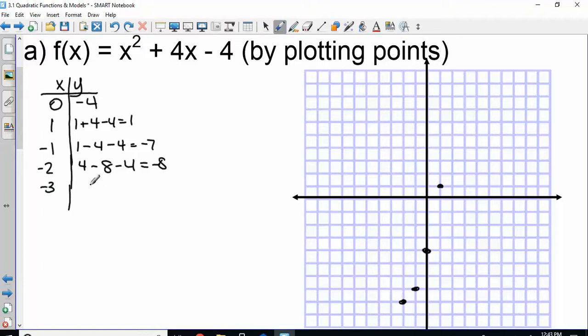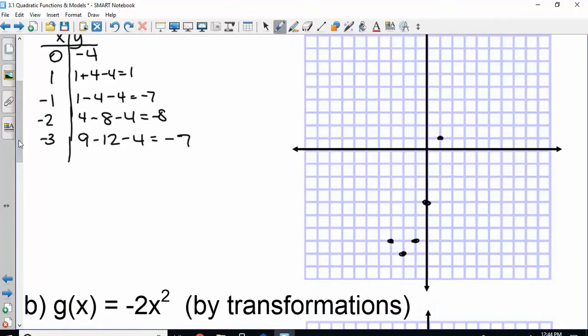So if we did negative 3. Negative 3 squared is 9. 4 times negative 3 is negative 12. Minus 4. And we get negative 7. Is that enough? Yes. What we can see now is it started repeating itself. At negative 2, negative 8, that's my vertex, so that's the line of symmetry going through it.